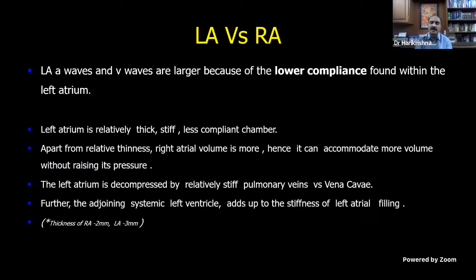Somebody will ask you, why is the LA less compliant than the RA? You can say that the LA is relatively thick, stiff, and less compliant, and right atrial volume is slightly more. The left atrium is also restricted by the stiff pulmonary veins compared to the vena cava, which are thinner. The adjoining systemic left ventricle adds to the stiffness of the left atrium. All these points you can tell to support that the left atrial compliance is lower.